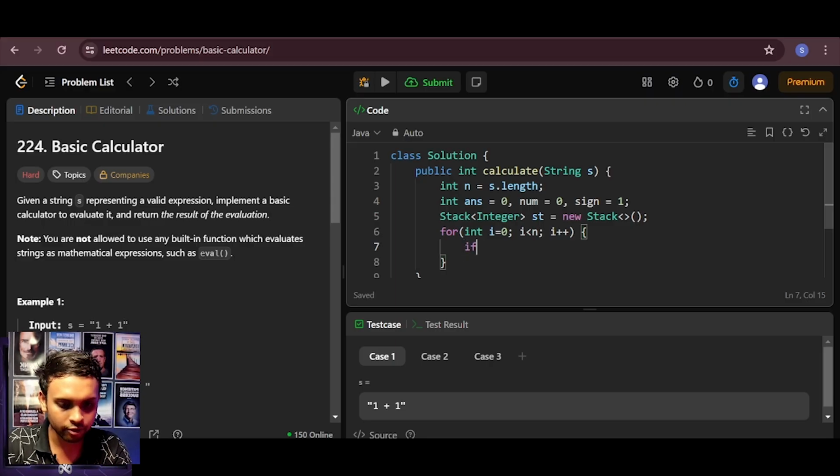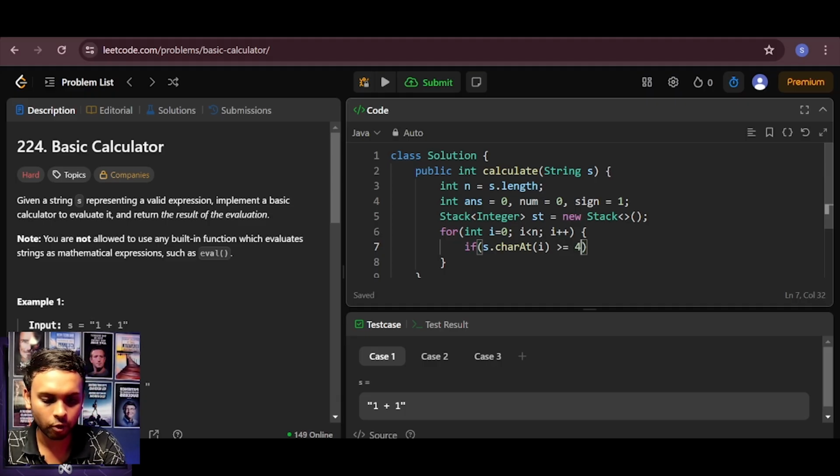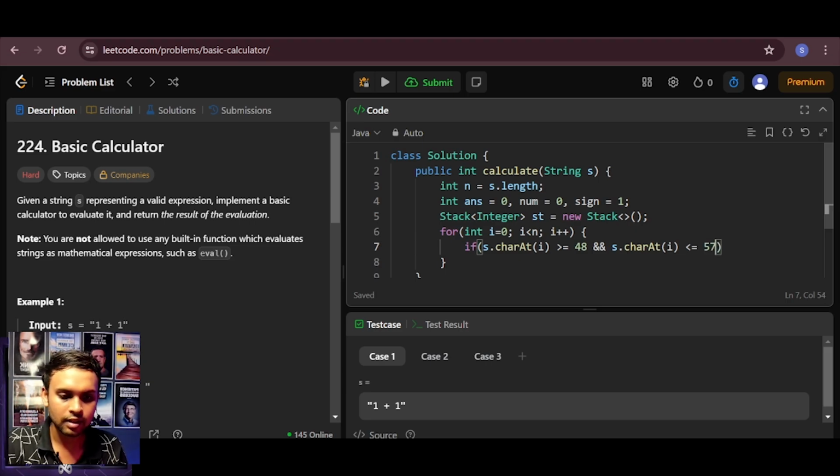Okay. So if s dot charAt i is a digit, I want to check if the current character is a digit. So what I should do is check if s dot charAt i is greater than or equal to 48, which is the ASCII code of 0, and if it is less than or equal to 57, then I know that the current character is a digit.